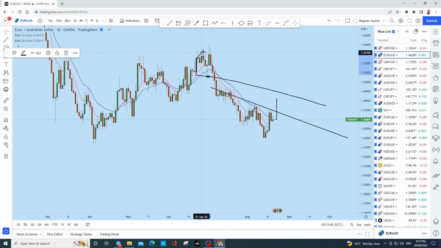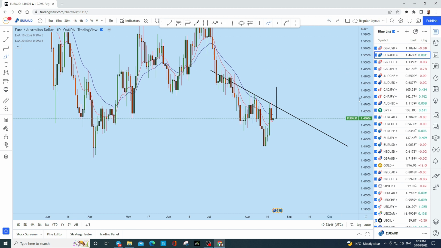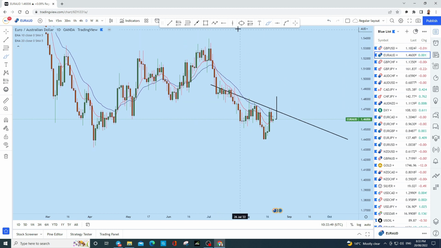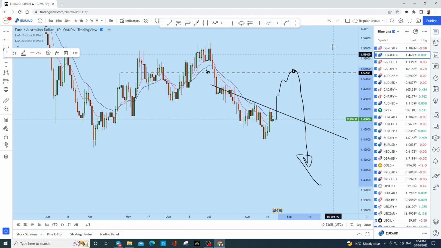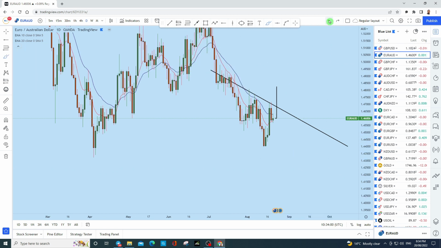Whenever you see this kind of pattern, this is an order block zone. You can see there is a lot of institutional order at this level, and we might see this previous support here tested as resistance, and then we might see EURAUD dropping down. With that being said, we will be waiting for a potential breakout to the upside.